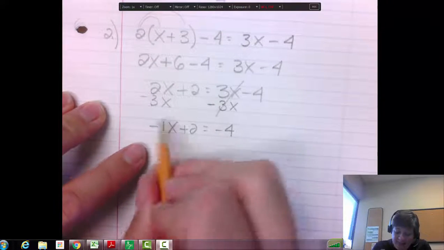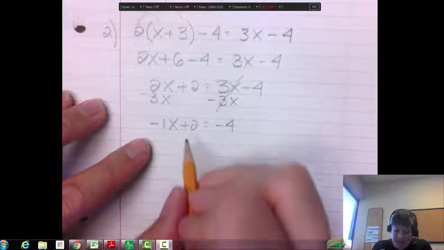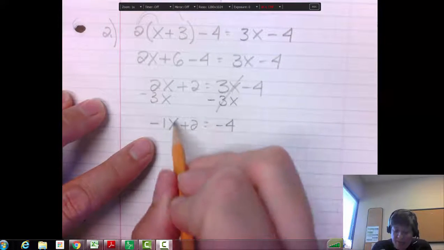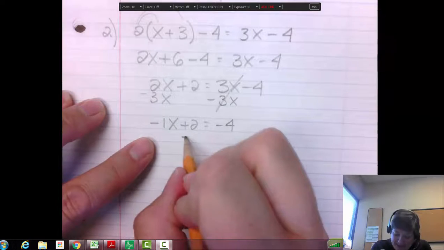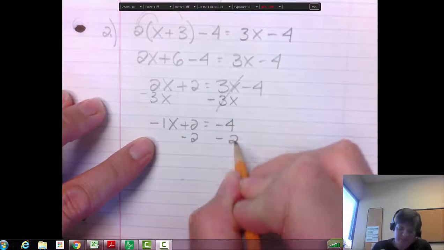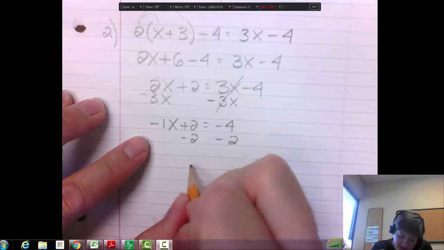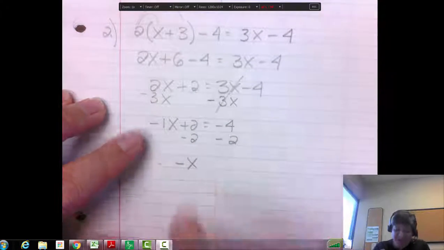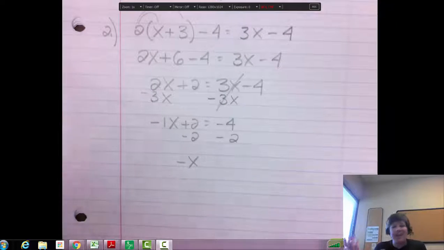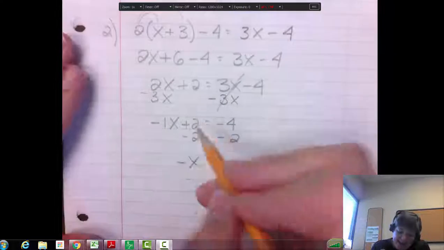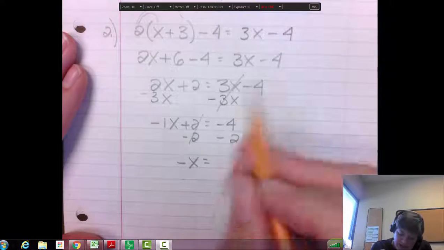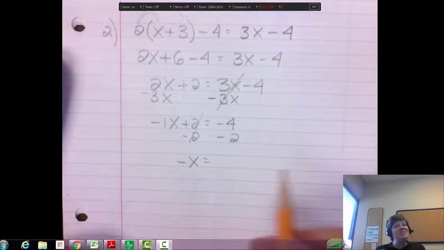Now I have basically a two-step equation. So I've got to get rid of the number by the x first, which is a minus 2 to both sides. Now I have negative 1x, or I could write that as just negative x. Either one, the one in front kind of confuses people, but either way, these are gone. So I have the equals a negative 4 minus 2 more.